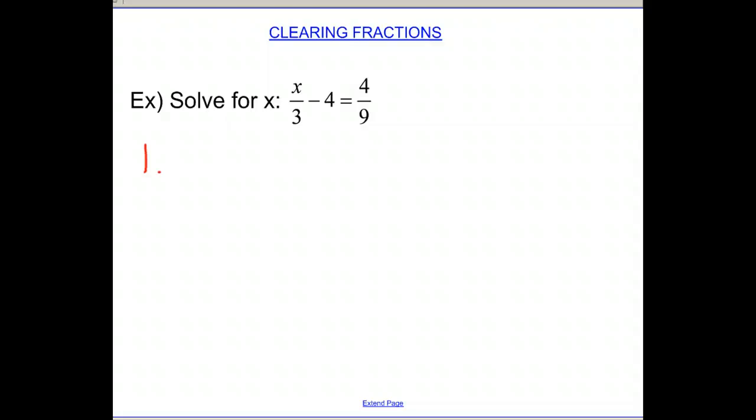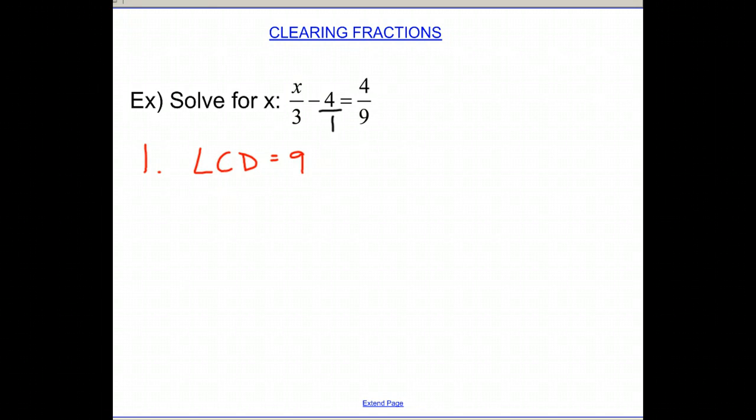So my first step, my LCD, if I look at this, I'm just going to change this a little bit. I'm going to make this 4 over 1. Okay, so each of these terms, my denominators are 3, 1, and 9. So if I think about my lowest common denominator, here it's going to be 9. So my LCD is 9.